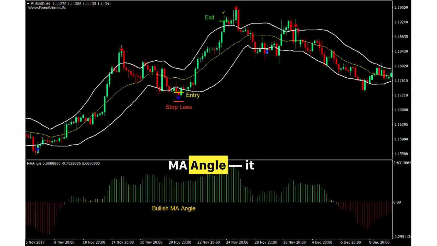1. MA angle. It shows whether the trend is truly strong. When the bars turn green, you look for buys. When they turn red, you look for sells.